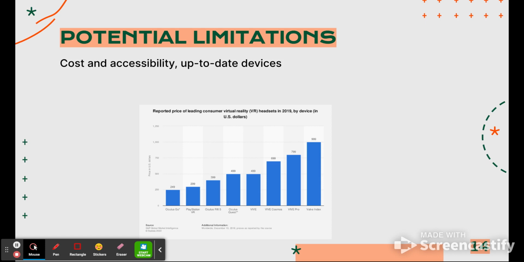As you can see from this graph, the cheapest, most decent headset is about $250, which is about $370 Australian dollars. And when we're thinking about school budgets, that is pretty hefty.